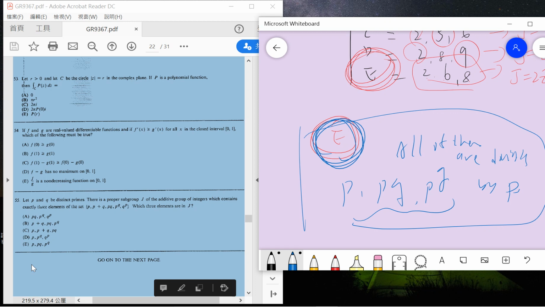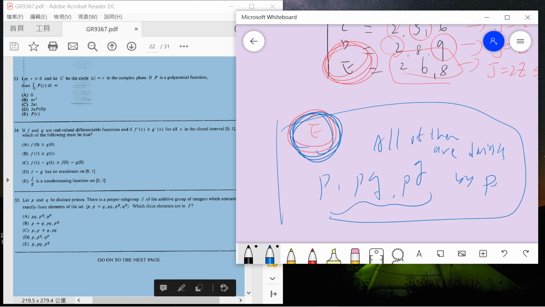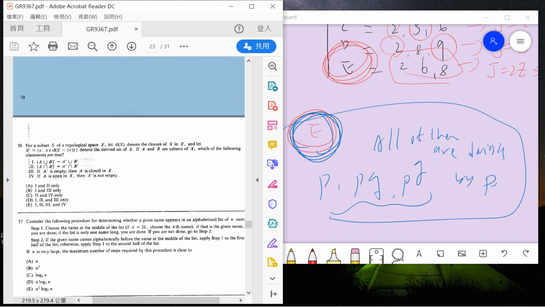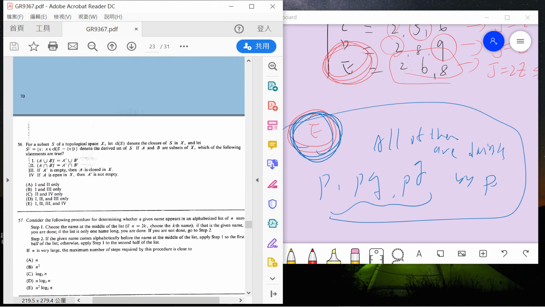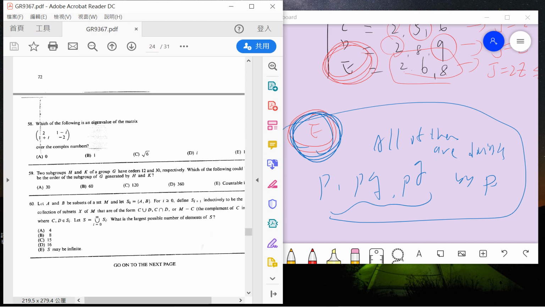So this problem is somewhat difficult. If you remember Z is a principal ideal domain, then you can solve it quickly and easily. And if not, then it's probably difficult for you to get an answer.